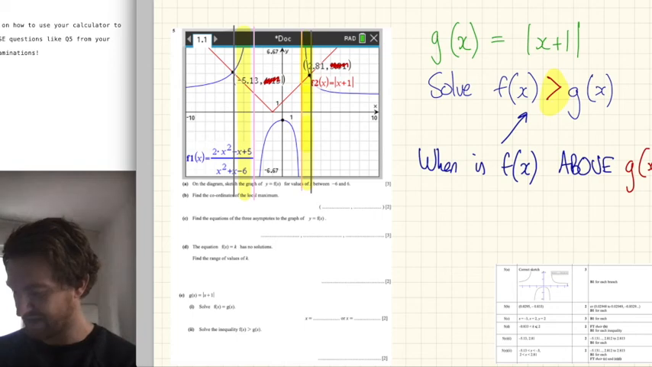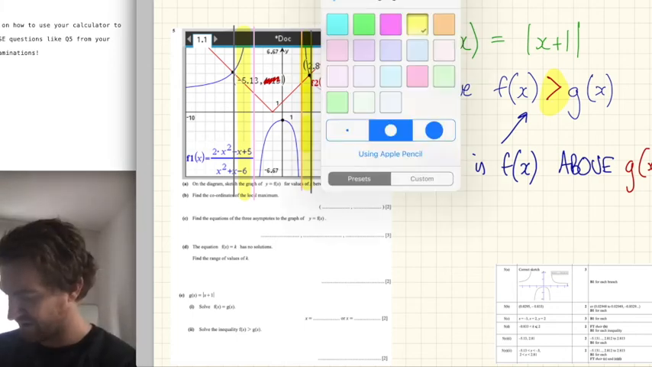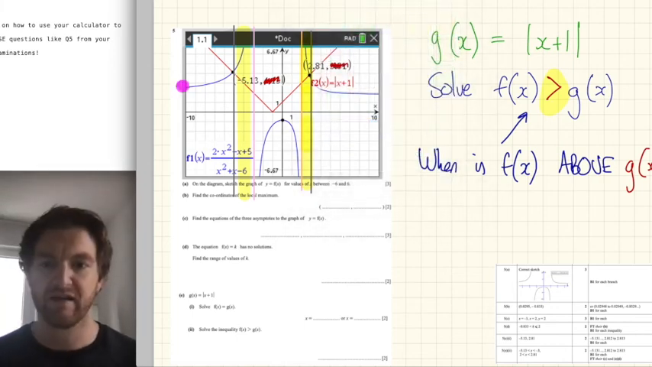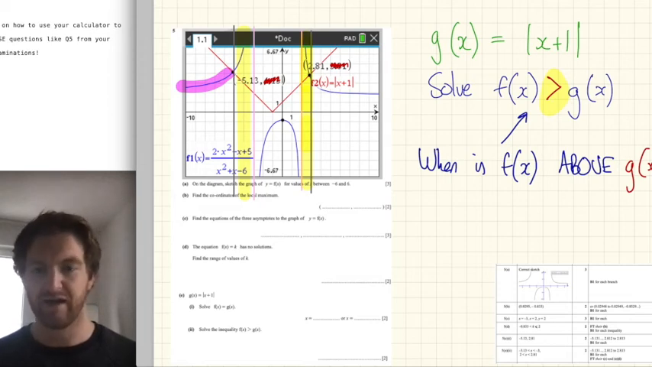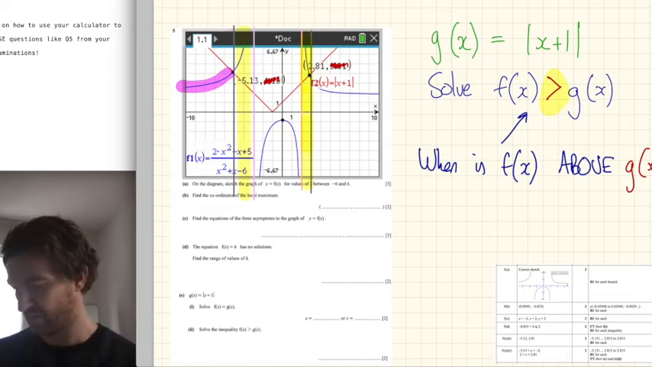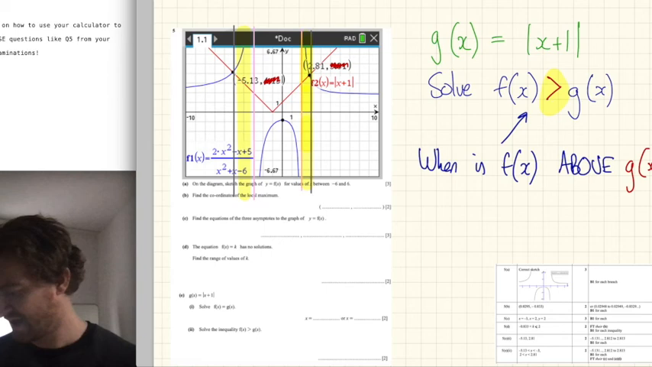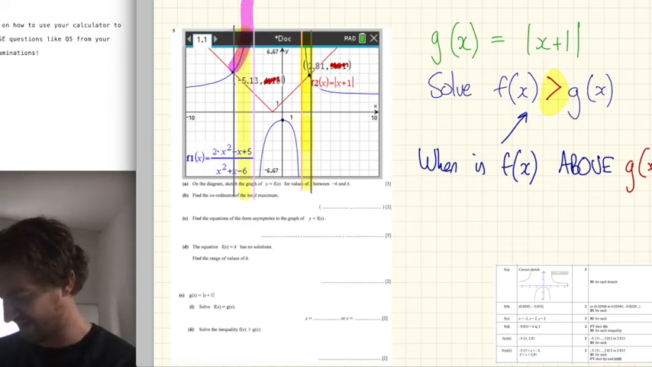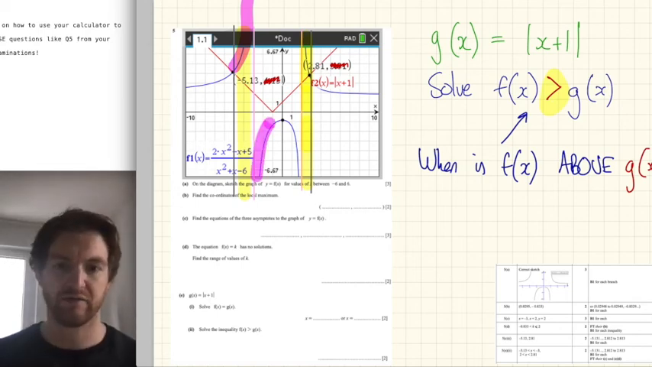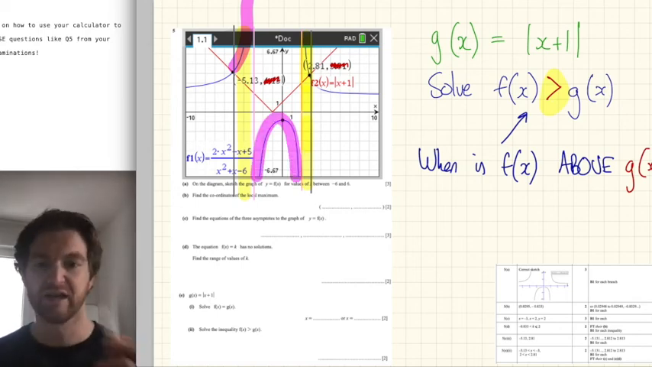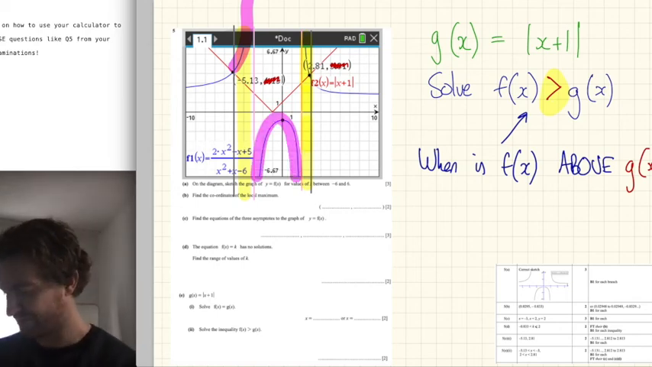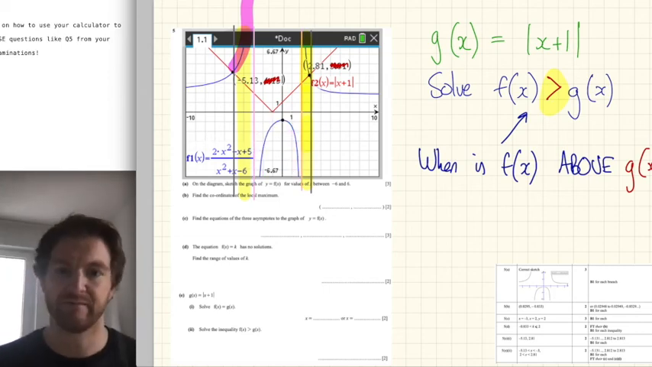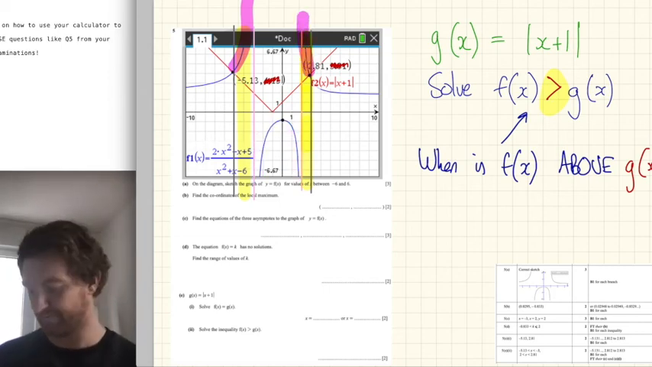If we look at this line here, we can see that, for example, where I've shaded in pink is below the red line or below g of x, but we want to know when it's above. But we know that it doesn't keep going up forever because it obviously comes down to here. All of this is below the bit I've just highlighted in pink, so we can ignore that. But we also want to know this bit here, which is above. So we want to know those two parts there.